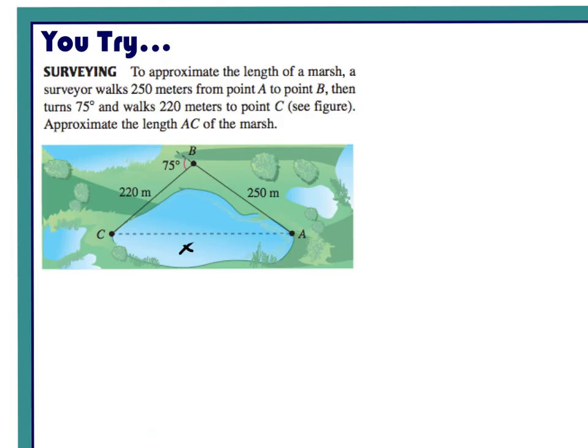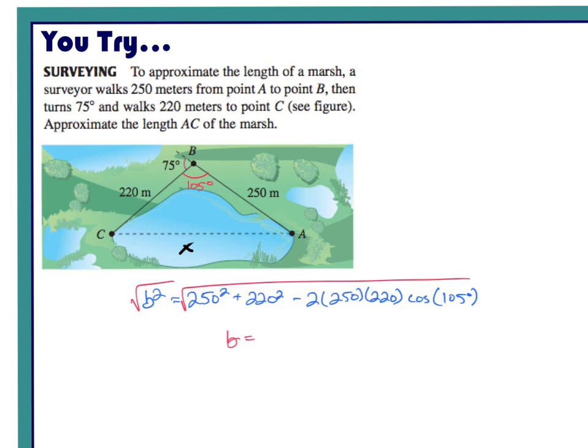To approximate the length of a marsh, a surveyor walks 250 meters from point A to point B, then turns 75 degrees and walks 220 meters to point C. Approximate the length AC of the marsh. Do you want 75 degrees? No. What do you actually want? 105. We want 105 degrees because those are supplements. So I use my formula, I enter everything in my calculator, and I end up with 307 meters.